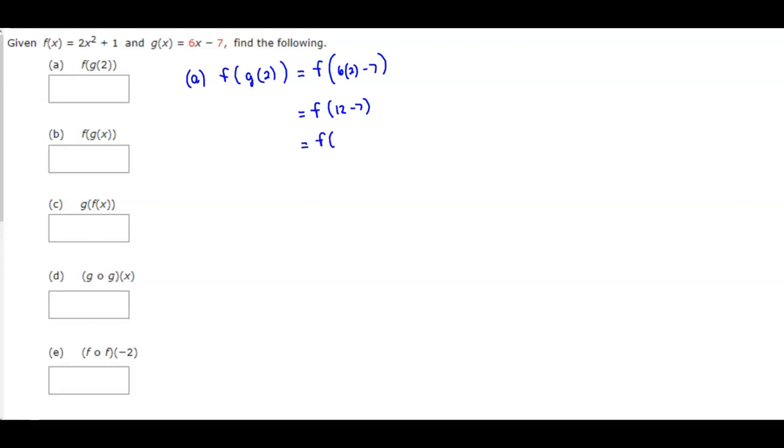And now we need to find f of 5. So now we have to plug 5 into the function f. So that means we're going to get 2 multiplied by 5 squared plus 1. Well, 5 squared is 25. So it's 2 times 25 plus 1. So that becomes 50 plus 1. So the answer is 51.